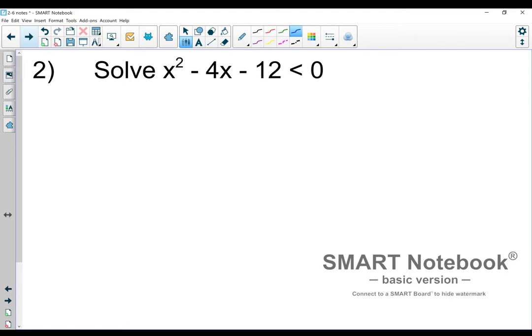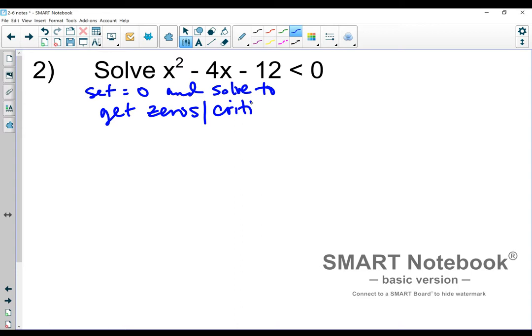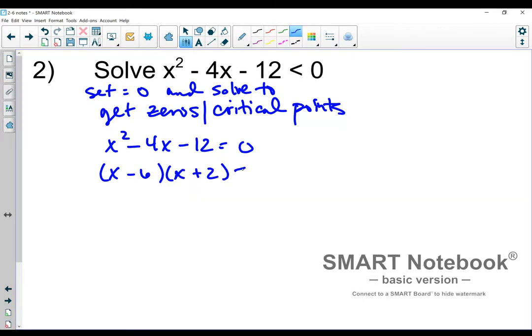So for 2, we're asked to find when this quadratic is less than 0. So we're basically always just going to make it equal to 0 and solve to get those critical points, those real zeros. So we're going to set equal to 0 and solve to get our zeros / critical points. So x squared minus 4x minus 12 equals 0. And then we'll go ahead and factor. And then we'll solve.